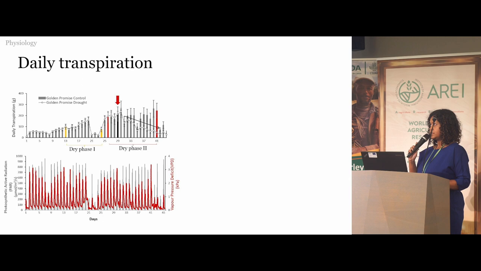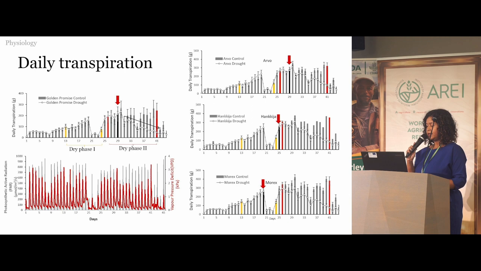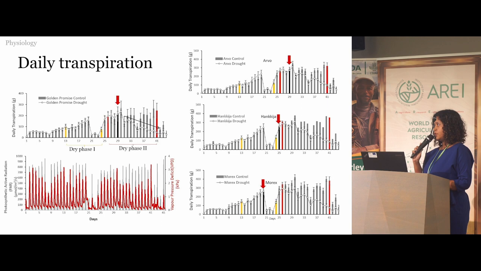You can see that the pattern of control and drought plants goes the same way until day 29. After day 29, there is a transpiration break where the drought plants started going down compared to the control. This happened in dry phase two for Golden Promise. For Arvo, it also happened at day 29, in Hankia at day 25, and for Morex at day 20. Here, Morex had the highest transpiration and Golden Promise had the lowest transpiration.